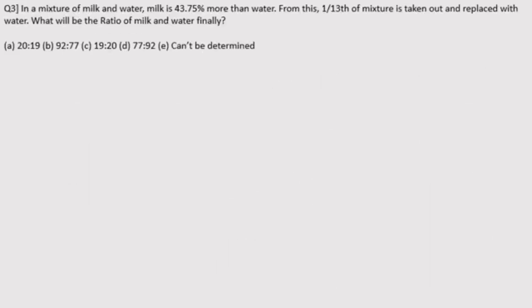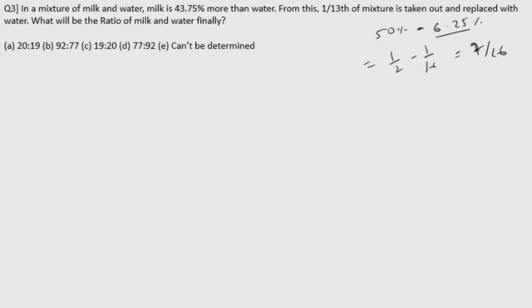Now moving to question number 3, and that says, in a mixture of milk and water, milk is 43.75% more than water. 43.75%. The fraction value of this has to be 50% minus 6.25%. That's how I can write 43.75%. 50% is 1 by 2 minus 1 by 16. So this is basically 7 by 16. 7 by 16 is the fraction value of 43.75.